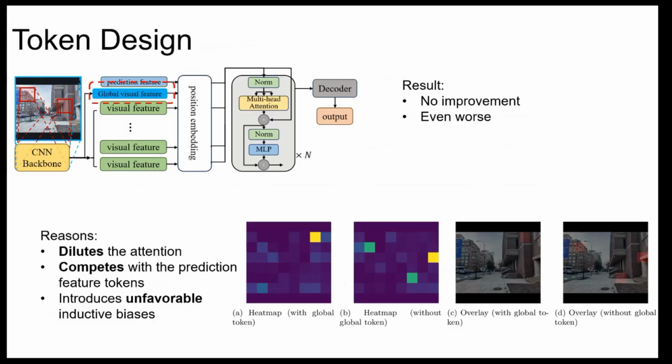Third, the global token introduces unfavorable inductive biases from the CNN backbone, causing the model to focus on incorrect regions, such as the incorrect wall in Figure C. So you can see that in the attention distributions.